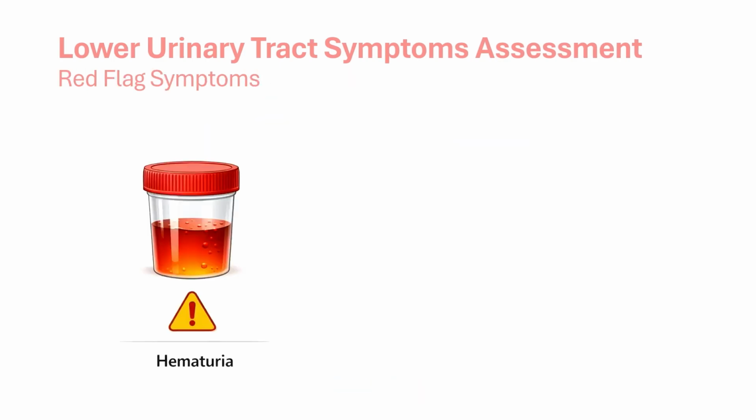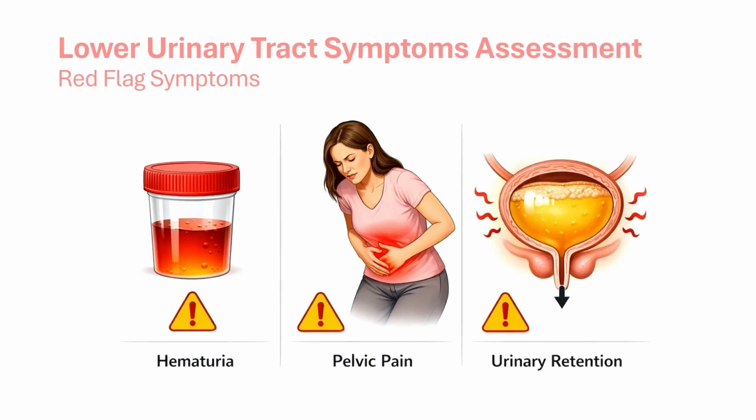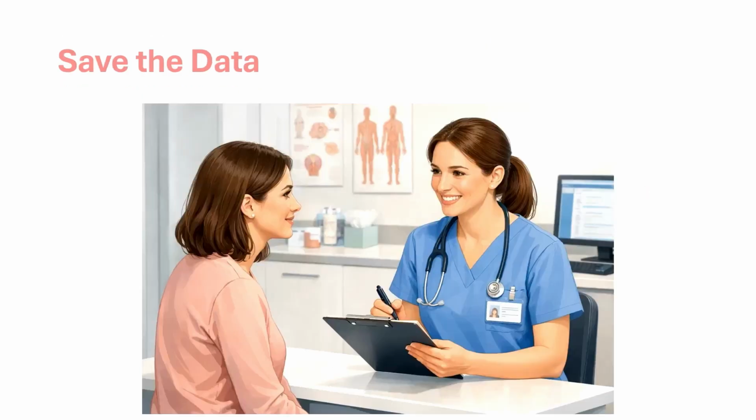Red flag symptoms. During the medical history, findings suggestive of serious conditions must be thoroughly investigated: hematuria, pelvic pain, urinary retention. The obtained data are recorded. Nursing diagnoses, actual, potential, and wellness, are formulated. If necessary, appropriate referrals are made.